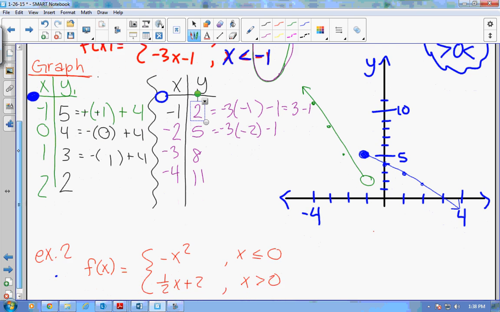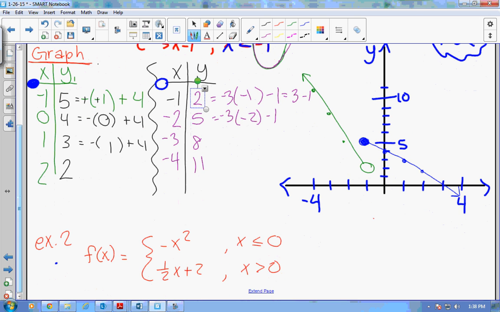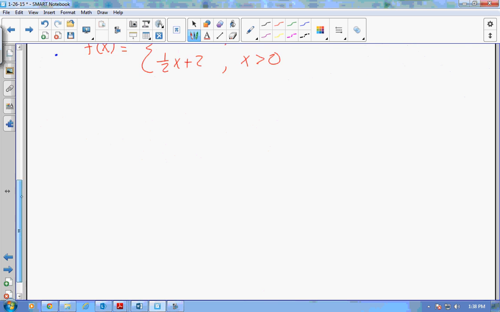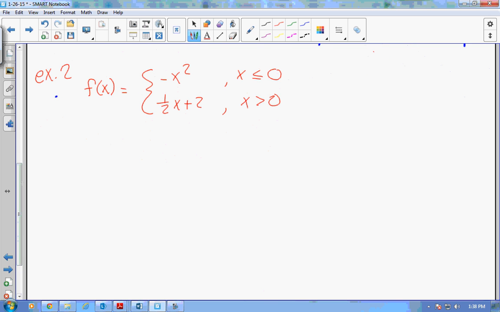Okay. So, example 2. f of x equals negative x squared, but only for when x's are less than or equal to 0. Then it changes to a different type of function, 1/2 x plus 2 when x is greater than 0.